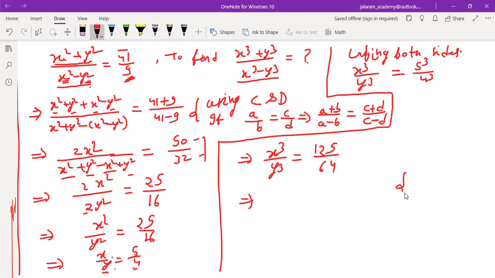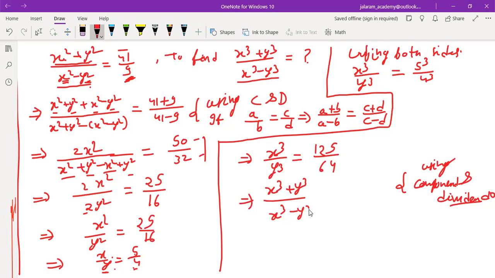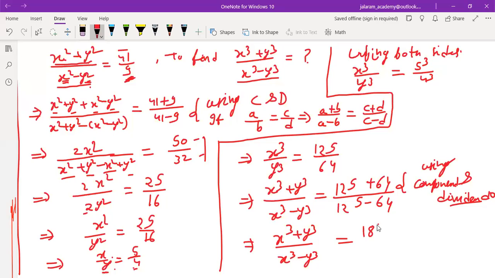Use componendo and dividendo again. And this time you will write only using componendo and dividendo. I am writing C and D, but you do not have to write that. You have to write the full name, componendo and dividendo, and this property also. So when we use componendo and dividendo, x cube plus y cube over x cube minus y cube equals 125 plus 64 over 125 minus 64. That is x cube plus y cube over x cube minus y cube equals 189 over 61, which is the answer.